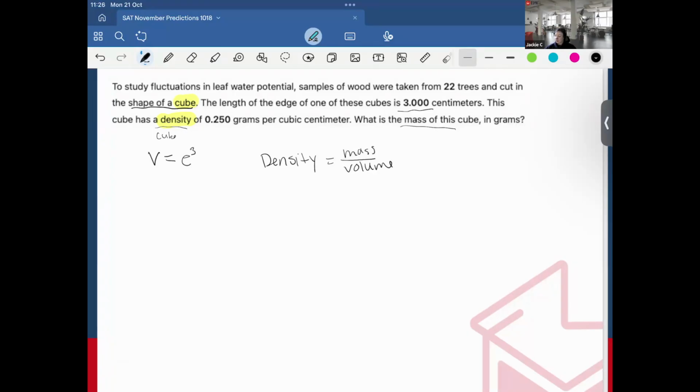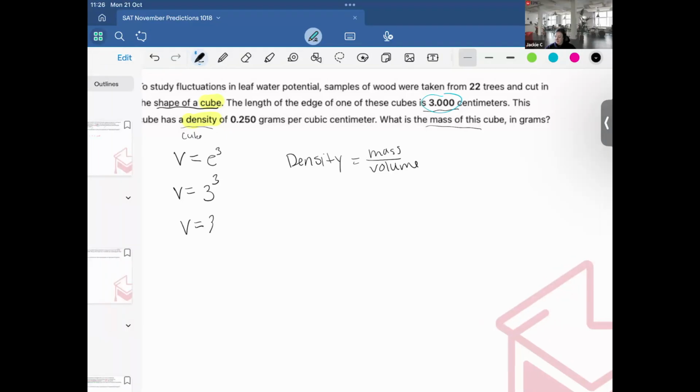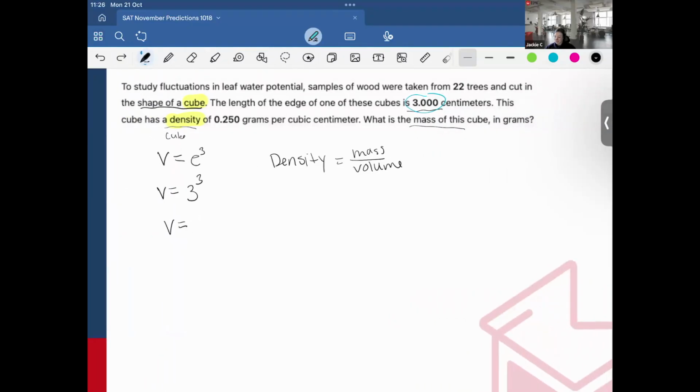Okay, so my first mission would be to find the volume of the cube, which would just be 3 cubed, which is equal to 27. And then it says the density. So density, it's 0.25 is equal to mass, what we're solving for, over volume, which we know is 27. So basically 27 times 0.250 will equal the mass. Let's see what that is. Which is equal to 6.75. And that would be my answer.